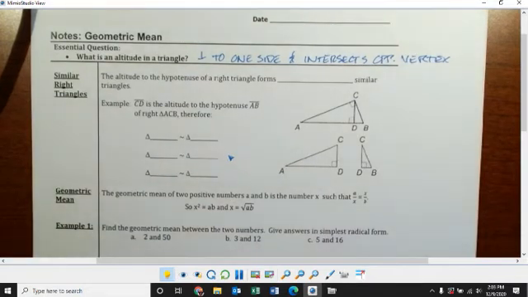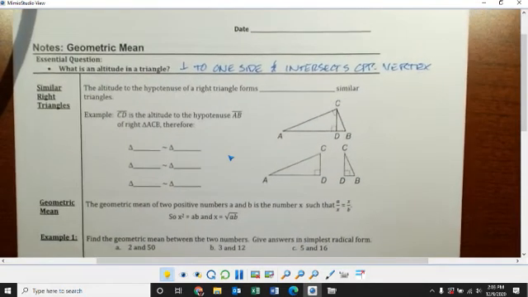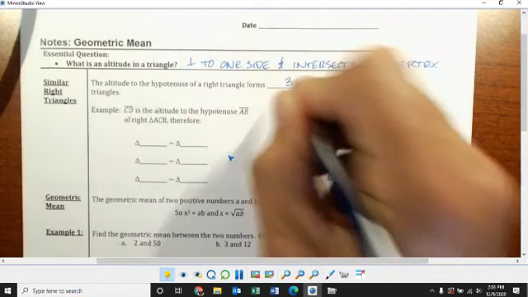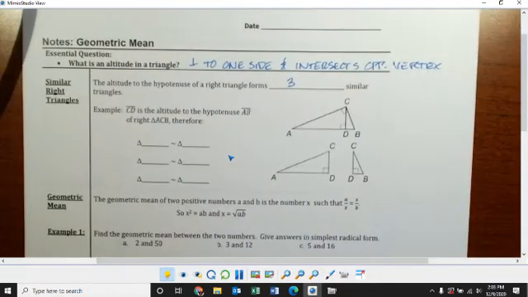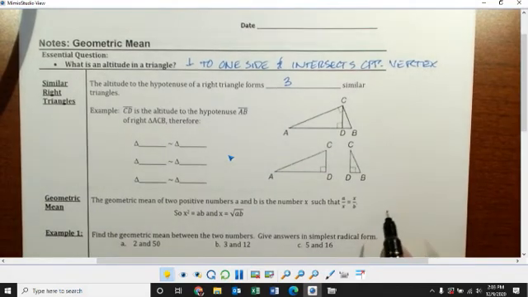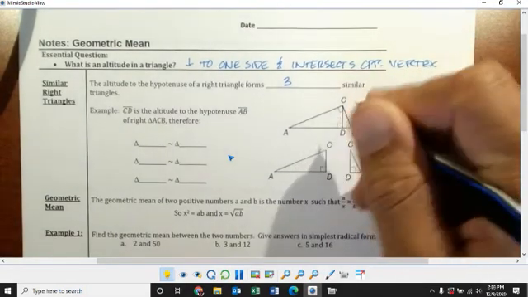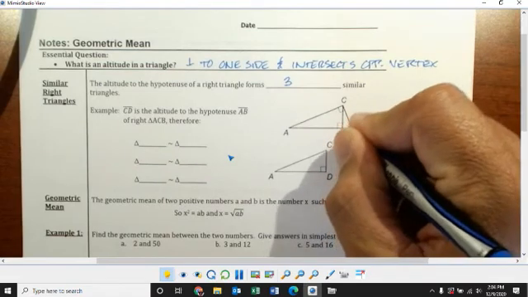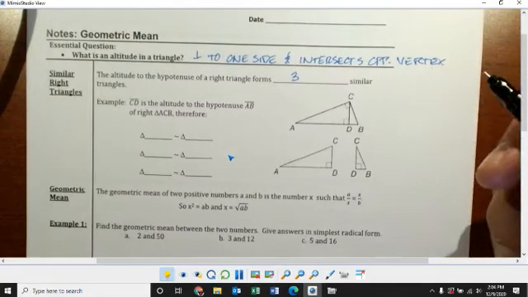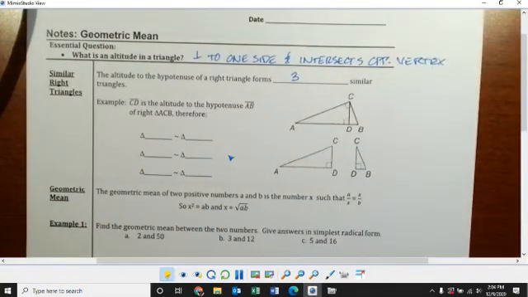So the altitude to the hypotenuse of a right triangle forms three similar triangles. Okay, so if I look at this triangle right here, triangle ACB, CD is the altitude. We can see that it is perpendicular to AB and it goes through the vertex on the other side. All right, so that makes it a perpendicular triangle.